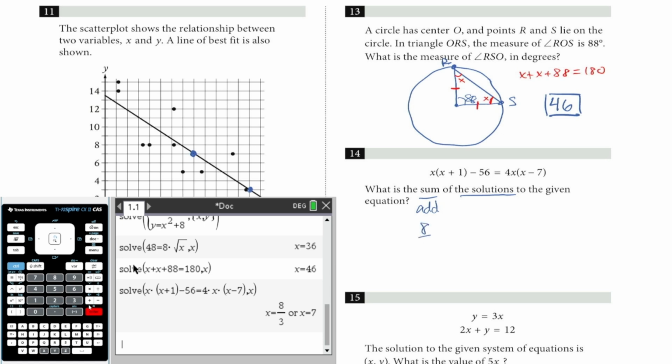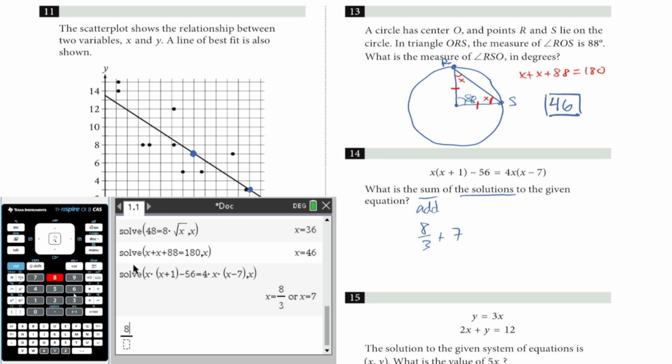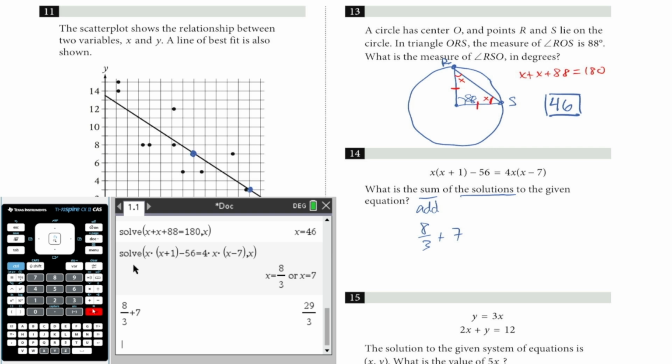And so what are we supposed to do with these two solutions? We are supposed to add them. So I'm just going to do control divide 8/3 plus 7, and we get 29/3.